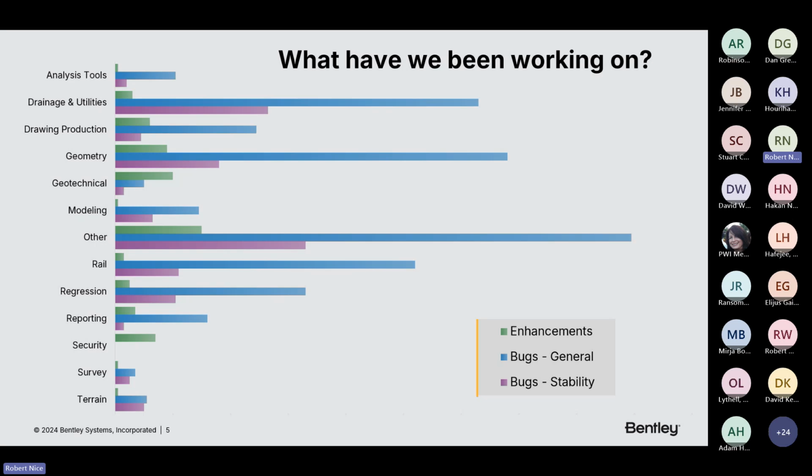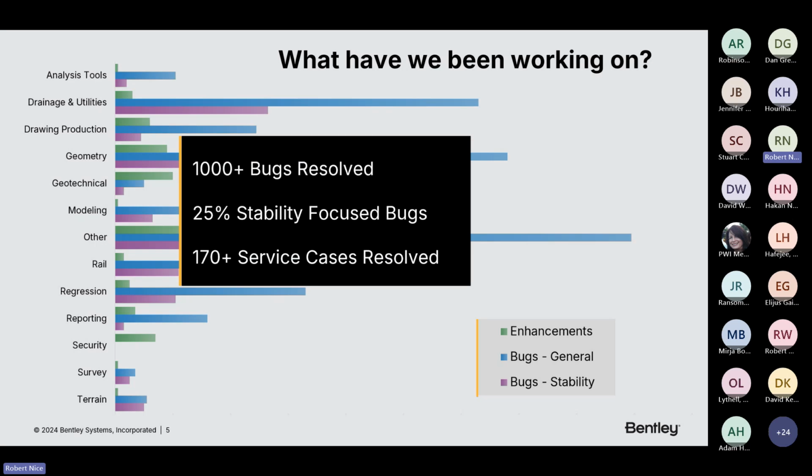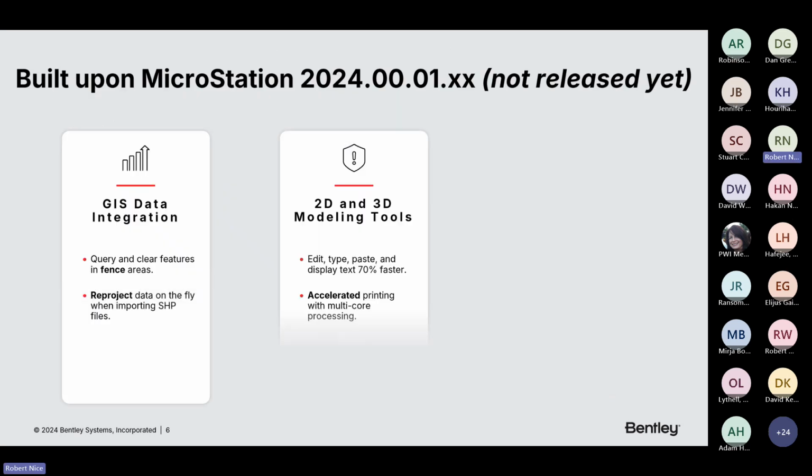So what we've been working on, and this is not just us for rail specifically, it's across the board. There's a lot of new geometry stuff that has gone on, which is obviously applicable to rail as well. Modeling, rail, reporting, security is always a bit of a headache. So with 1,000+ bugs, we've focused on stability. It's always one of our big things. We've increased a lot of stuff on speed as well. And a lot of the service cases, the enhancements and stuff have been resolved. That's just a general, where we are.